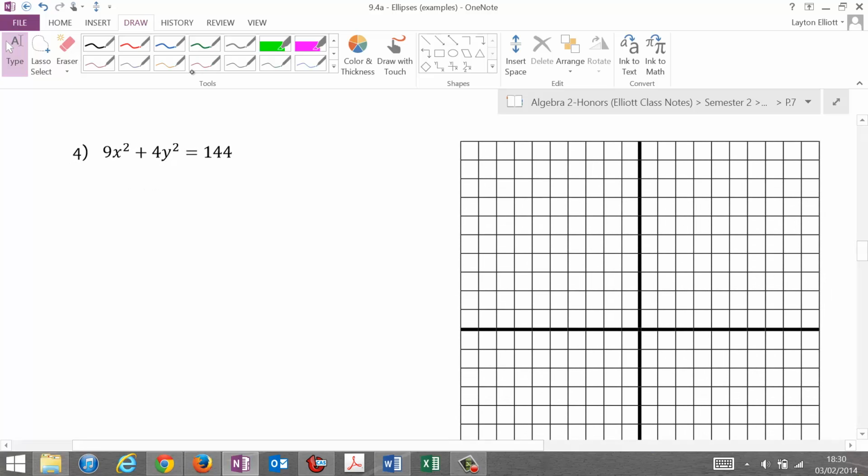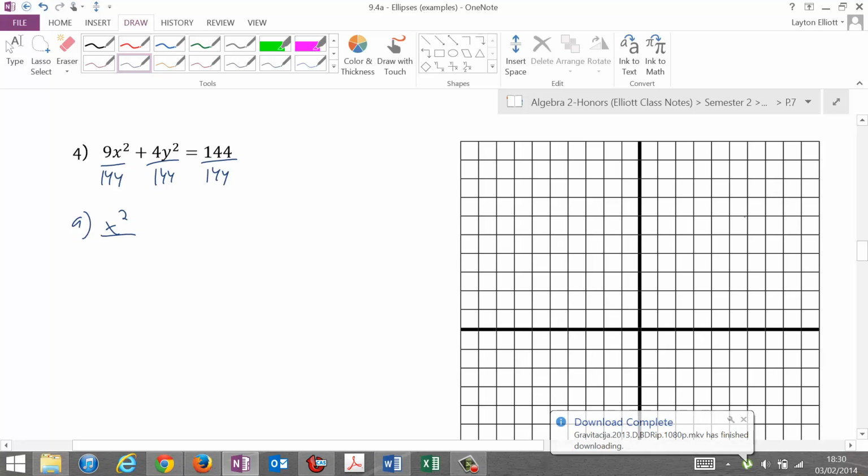This one's not in graphing form, but a very simple thing I can do is just divide both sides by 144. And so I get my graphing form of x squared over 9 divided by 144 is, I know this, 16.